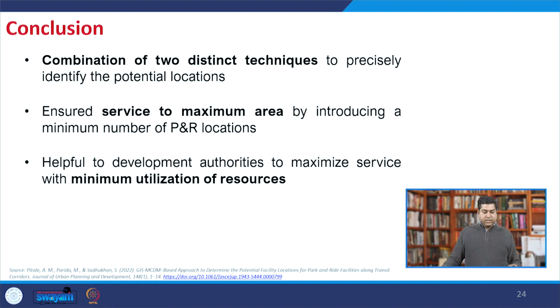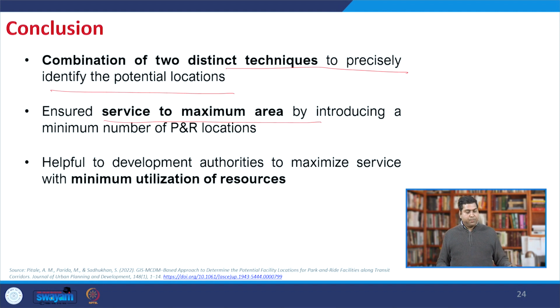Coming to the conclusion, this is a combination of two distinct techniques to precisely identify the potential locations, the GIS and the AHP as an MCDM. This study also ensured service to the maximum area by introducing a minimum number of PNR locations. It is also helpful to the development authority for maximizing the service with minimum utilization of resources.